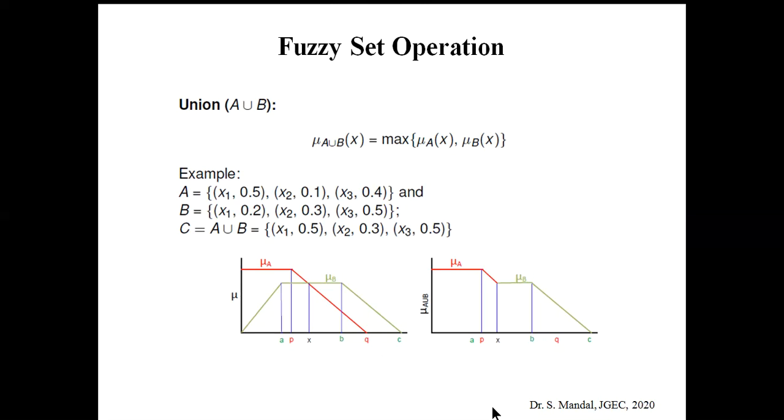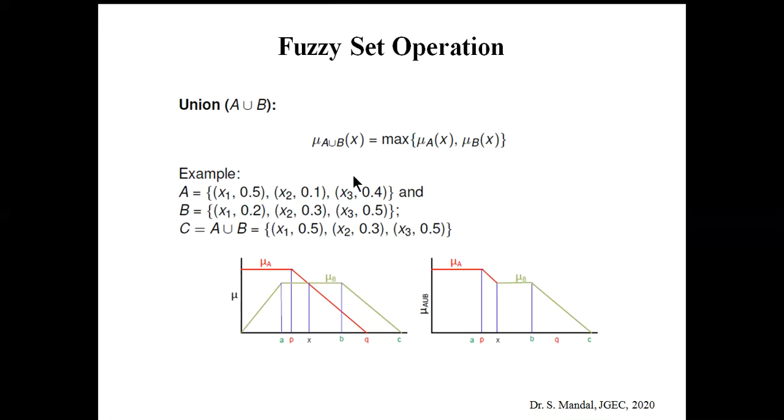So a fuzzy set's membership function can be described by mu A for a particular fuzzy set A. Now let's consider A is a fuzzy set and B is a fuzzy set, and the elements of this fuzzy set are x1 comma 0.5, where x1 is the element and 0.5 is the corresponding membership value. Similarly, x2 comma 0.1 and x3 comma 0.4. And B is similarly described in this way.